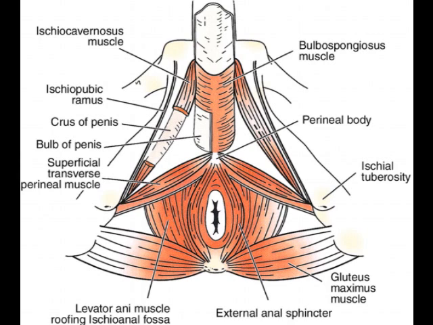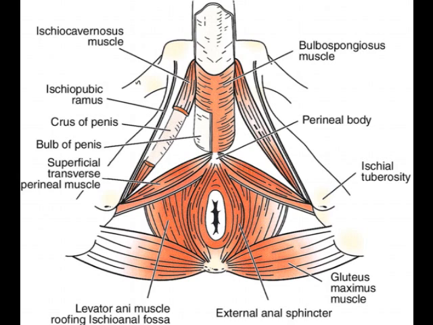And keep in mind, I'm sorry, the pubic ramus part of the pelvic bones is very close to where the dorsal branch is, as well as some of the ischiopubic ramus. And there's the bulb of the penis, which is basically the very bottom part of the penis.